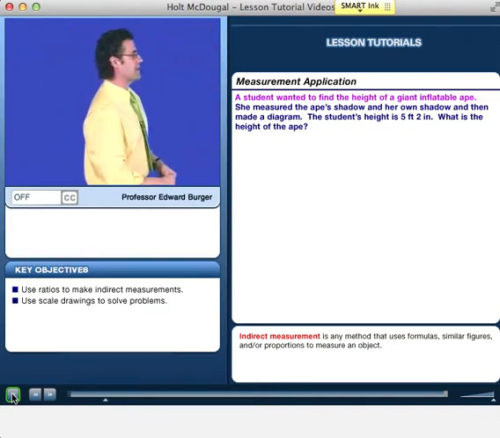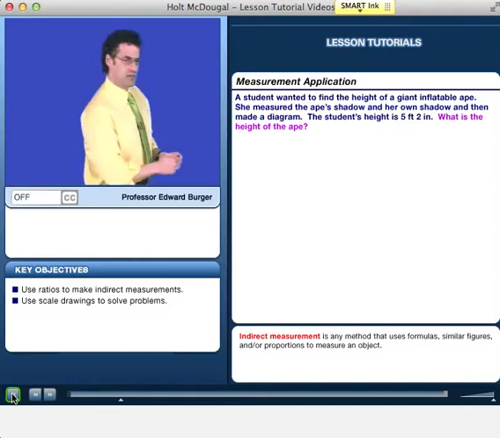So here's what she did. She measured the ape's shadow and her own shadow and then made a diagram. And the student's height turns out to be 5 feet 2 inches. And the question is, what's the ape's height? Okay, so check it out.